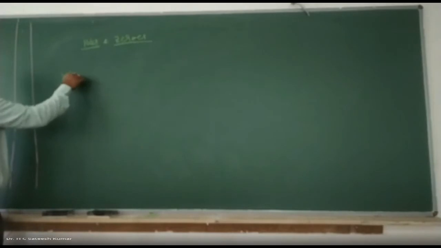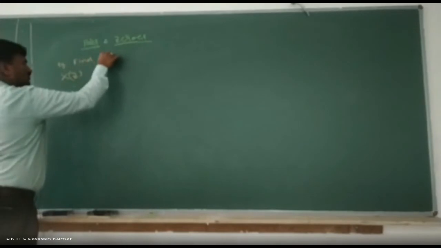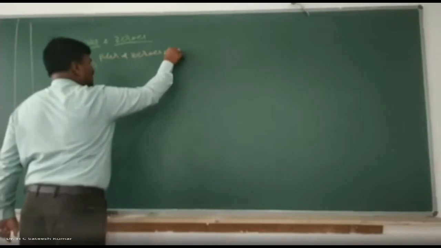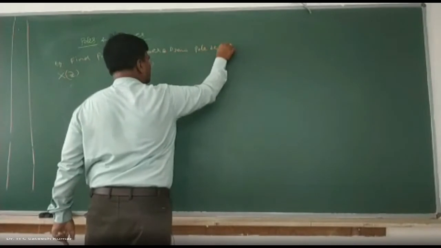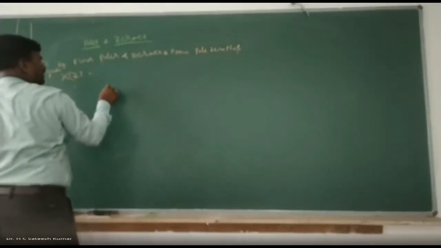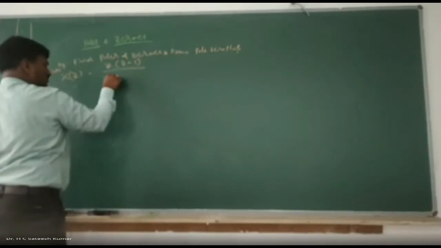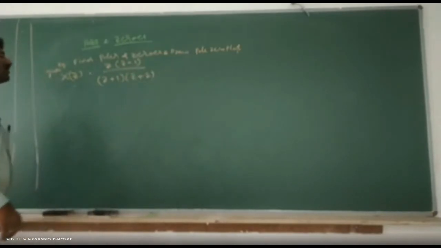X of z, let us consider an example. Find the poles and zeros and draw the pole zero plot, given X of z is equal to z into z minus 1 divided by z plus 1 into z plus 2. Something like that we have.